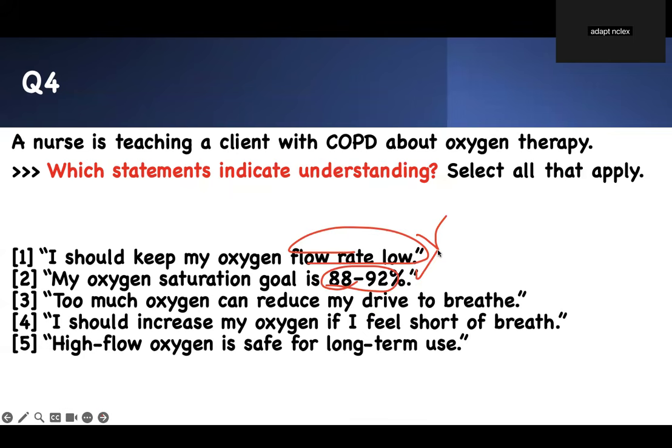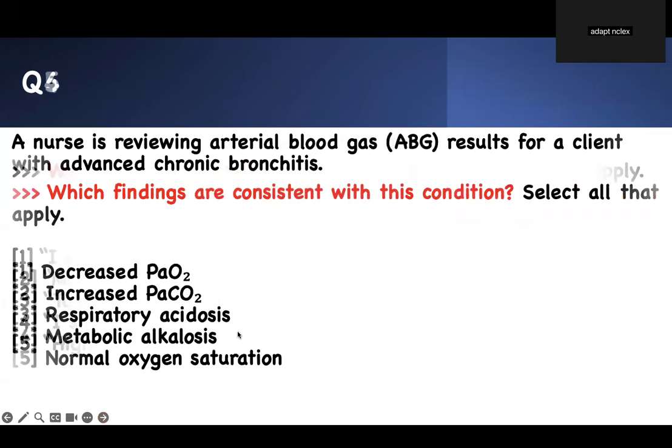Too much oxygen can reduce my drive to breathe. Excellent. It takes away your drive. I should increase my oxygen if I feel short of breath. If you feel short of breath, that's respiratory failure, and increasing your oxygen more may worsen it. It's a trap. High flow oxygen is not safe for the long term. It's usually used for the short term. 1 to 3 is your right answer. What is your score so far? Last one. I know you get this one too.